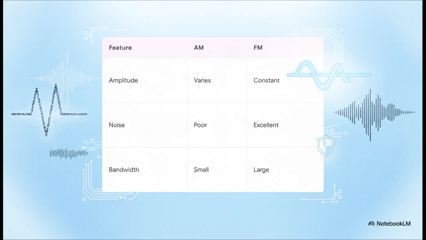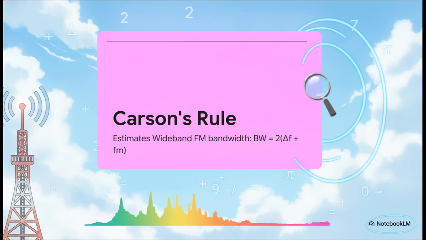But check out that bottom row. There's no free lunch. You pay dearly for that crisp audio quality with a much, much larger bandwidth requirement. So when you actually need to calculate that massive FM bandwidth on a test, Carson's rule is your go-to cheat code. For wideband FM, where your modulation index beta is greater than 1, the bandwidth is approximated by multiplying the sum of your frequency deviation delta F and your modulating frequency FM by 2.